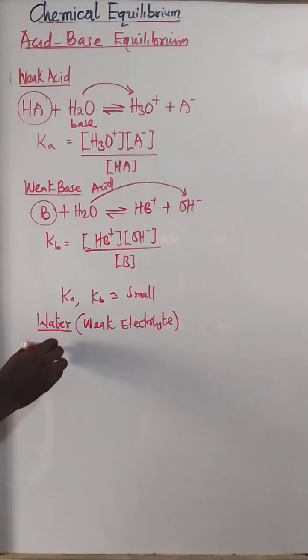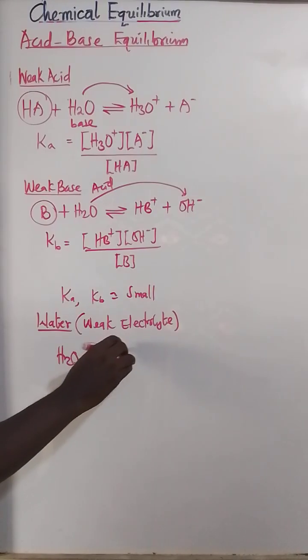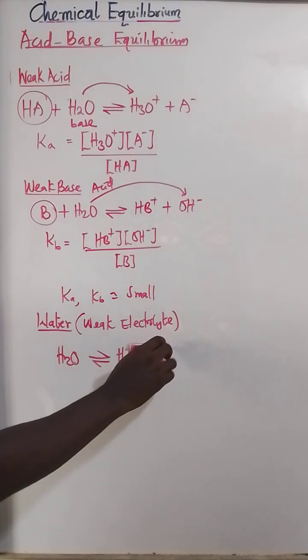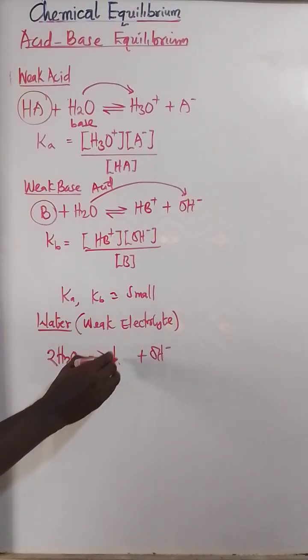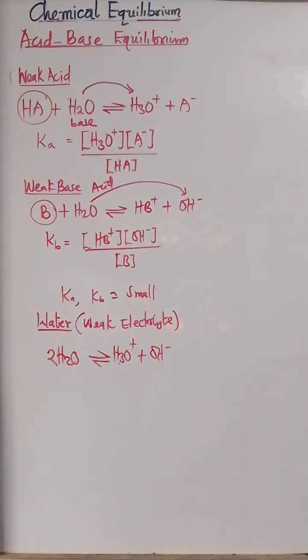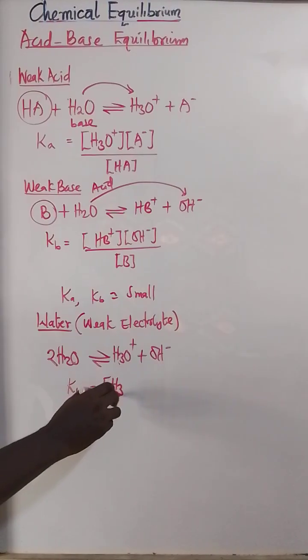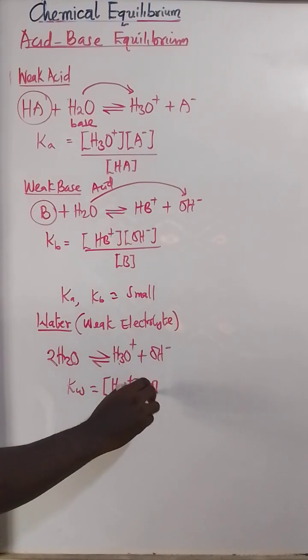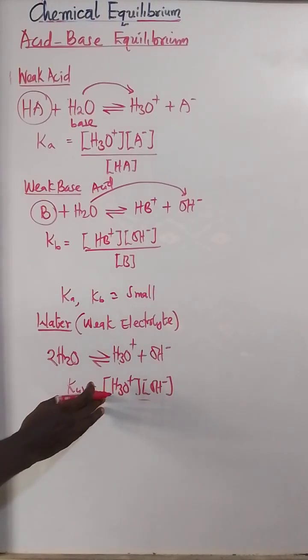It means water can dissociate or ionize to give us H plus and OH minus. They are both weak, so it is reversible. If you add extra water here, it becomes H3O plus, so this one will be 2 H2O. For water, the equilibrium constant can be written as the concentration of this multiplied by that of this over the other ions here. So put it this way.